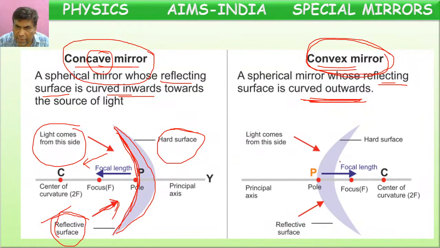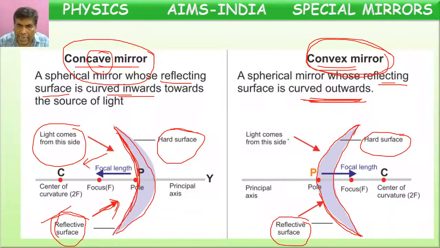Here one curve is there, here another curve is there. We have two curves, 1 and 2. Which curve? Curved outwards. This curved outwards part acts like the reflective surface. The other part will be coated with silver paint, so this acts like a hard surface. Light comes from the left side, touches this part, and reflects. So this is an example of a convex mirror. Based on the type of reflective surface, we can tell concave or convex.